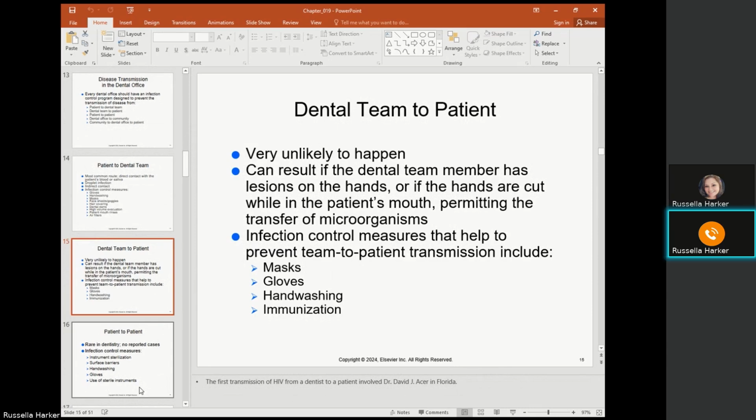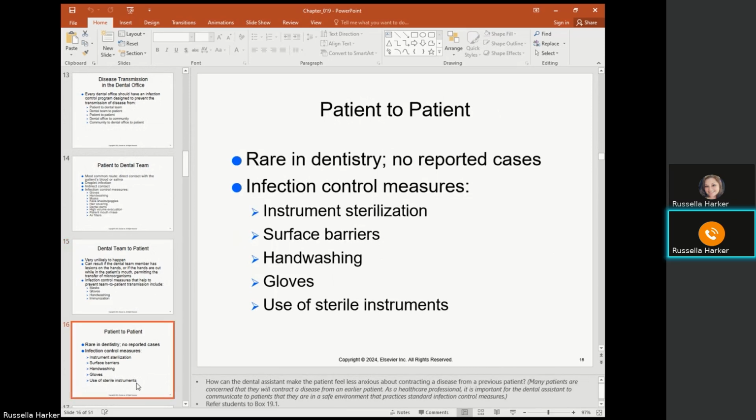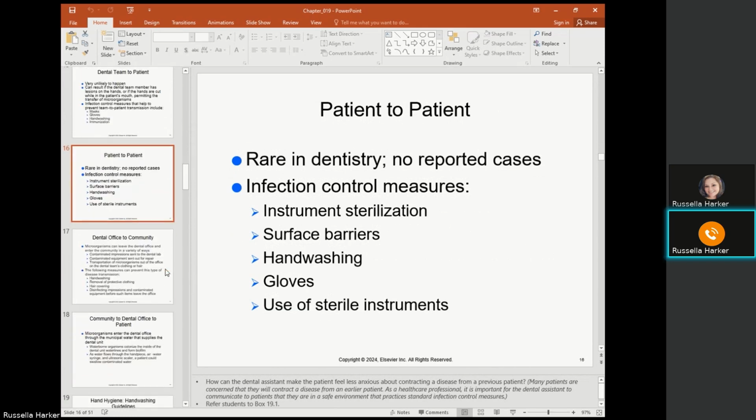So again, if you do have to work on a patient and you are having these issues, it's very important that you are using the proper PPE and that you are immunized. With patient to patient, again, rare in dentistry, there are no reported cases. This would be where one patient got sick from another patient in the office.